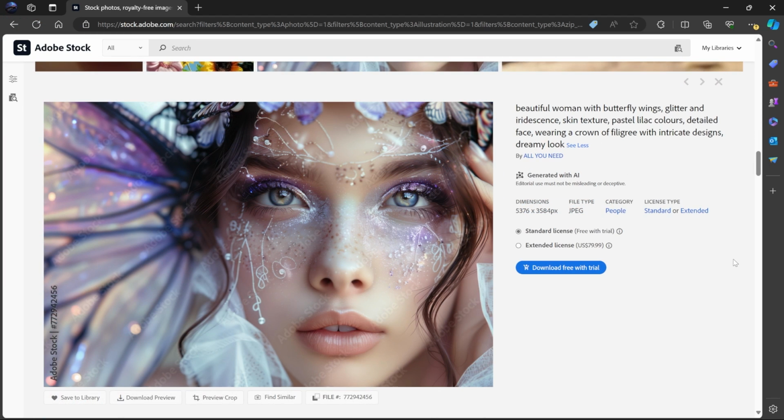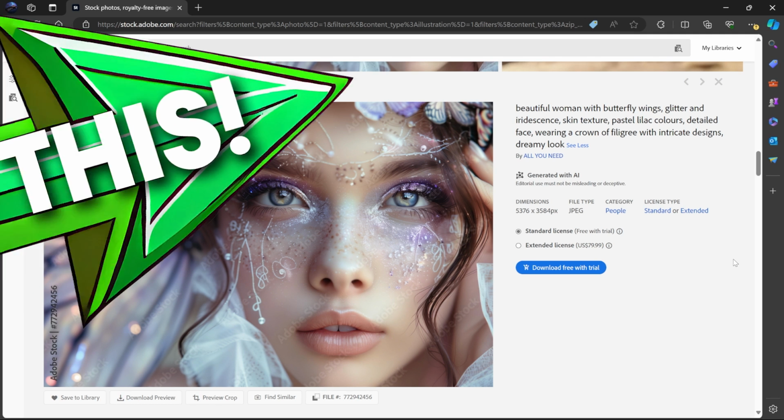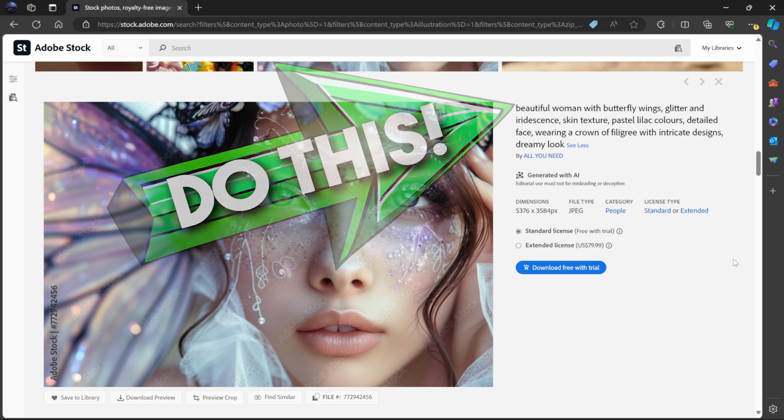Beautiful woman with butterfly wings, glitter and iridescence, skin texture, pastel lilac colors, detailed face, wearing a crown of filigree with intricate designs, dreamy look. To me, this is a mix of don't go overboard. Don't use words that are a little vague and kind of subjective. Beautiful is one of those. I think I would cut that one. There'd be a few others, texture, designs, but by and large, a lot of good, very hooky words included in the title here. It's very thorough. I would say overall, do this. Just don't go quite so overboard.